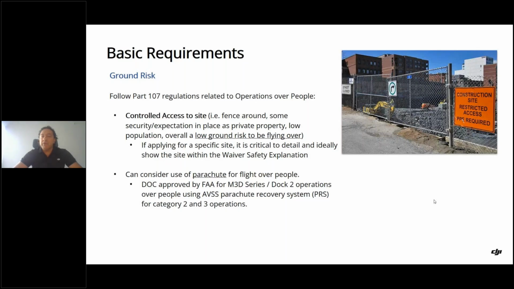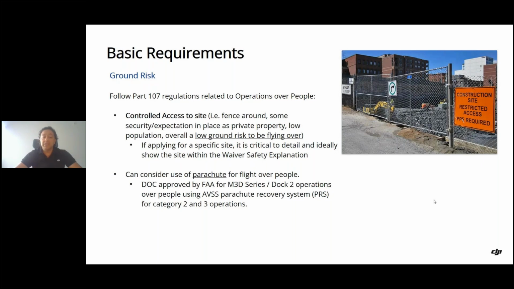So if you apply for a specific site that has some special considerations and you cannot do this kind of controlled access site, all these deviations from the baseline that we are describing, you definitely need to substantiate this in way more detail and ideally show photos, pictures, whatever evidence to show FAA where you are planning to operate. So one consideration for ground risk is considering a controlled access site. But there is another path.